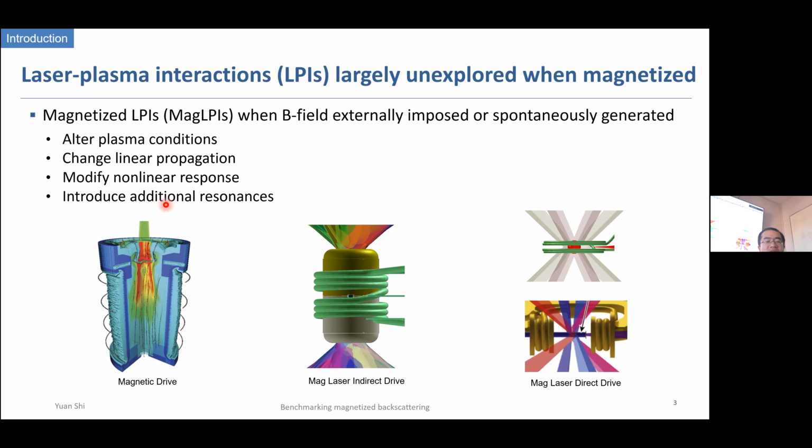And one of the most profound things a magnetized plasma can do is to introduce a whole zoo of additional resonances. If you learn about plasma waves, you may have heard the term: there's a zoo of plasma waves in magnetized plasma, which are totally absent in the unmagnetized case. So all these additional resonances will apparently complicate how laser and plasma interact. And so our goal is to study them, with the goal to be able to control them, so people can really do the fusion experiment in the way they want.